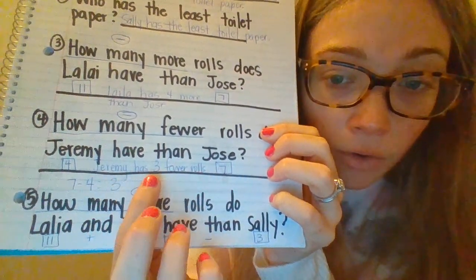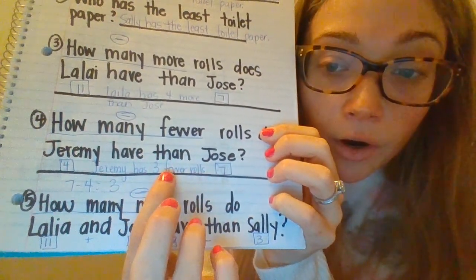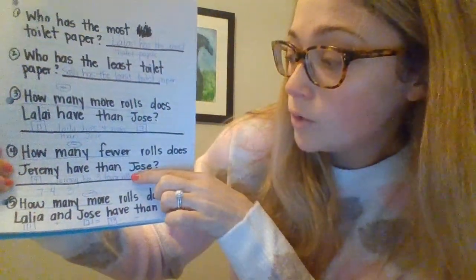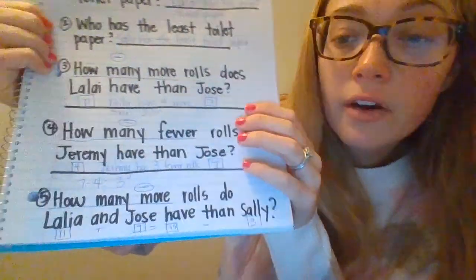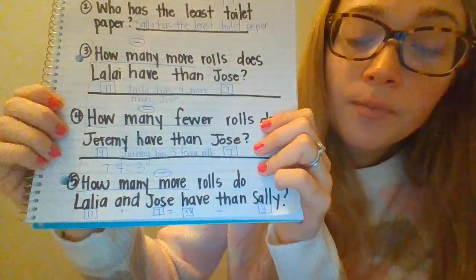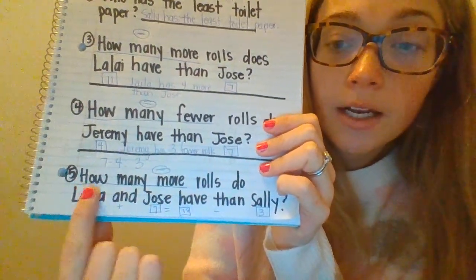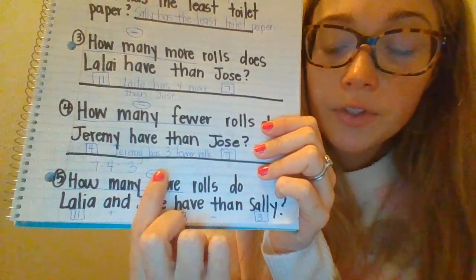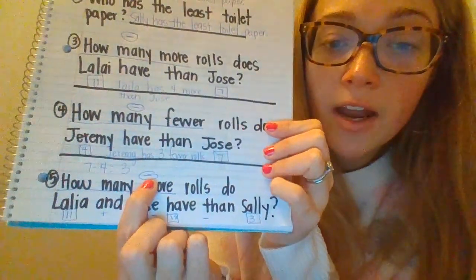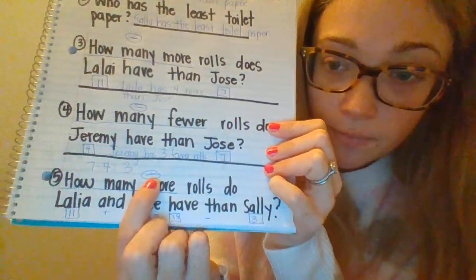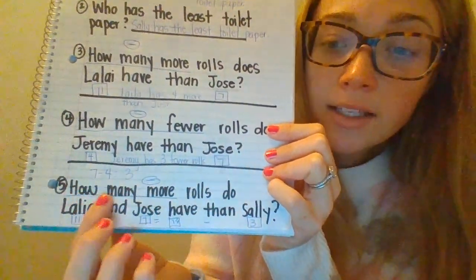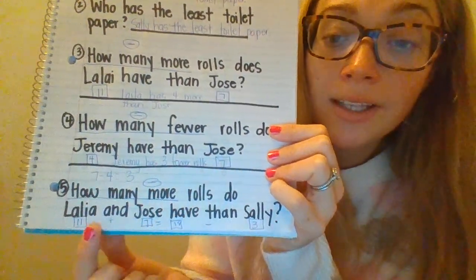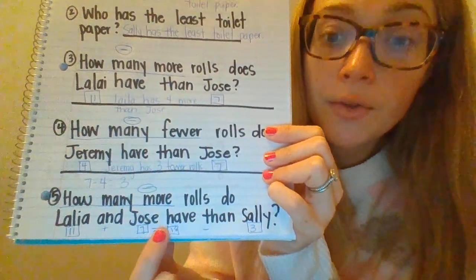Jeremy has 3 fewer roles. On the very last one, this was the brain stretcher. Let's start with how I annotated. I underlined how many more, circled by subtraction. That lets me know I'm finding a difference. Difference means subtraction. So I see how many more roles do Layla and Jose.